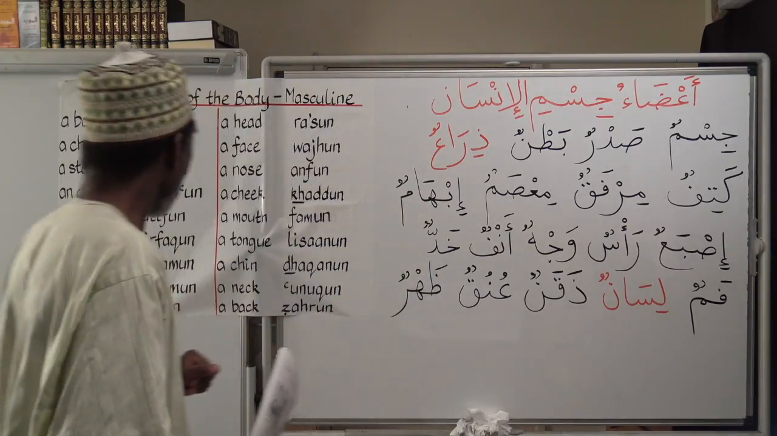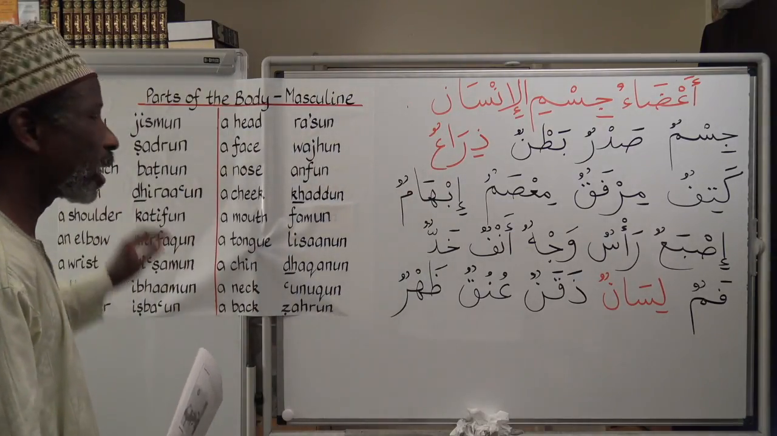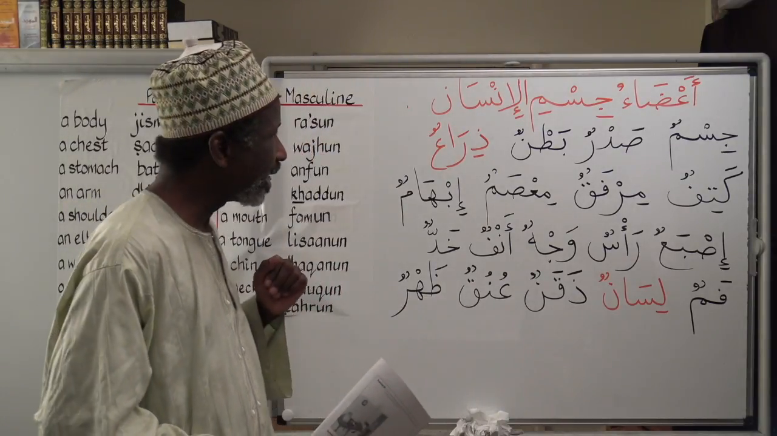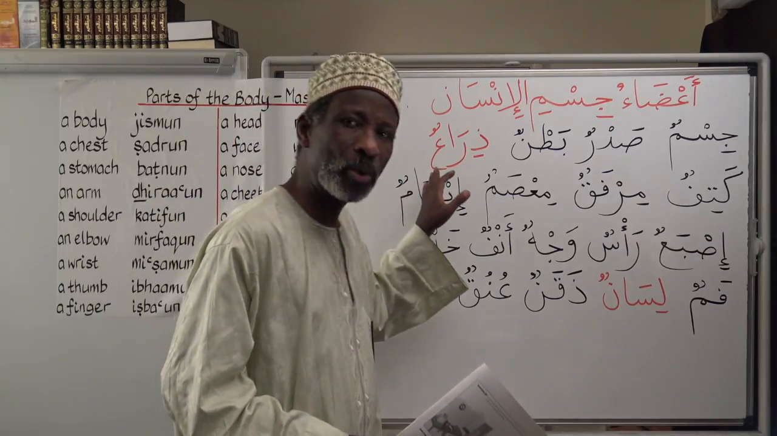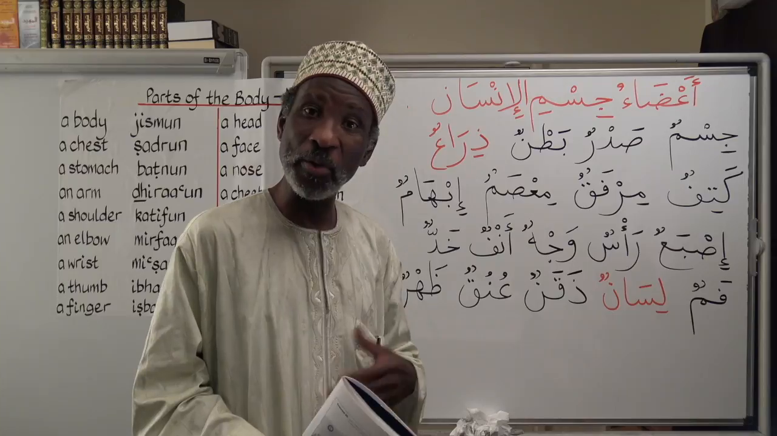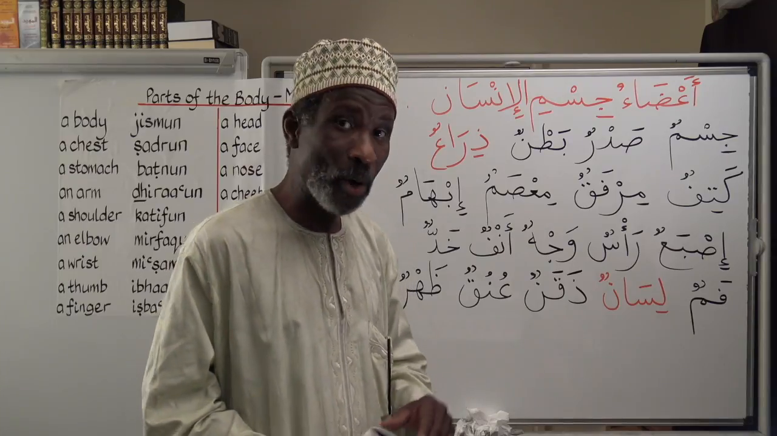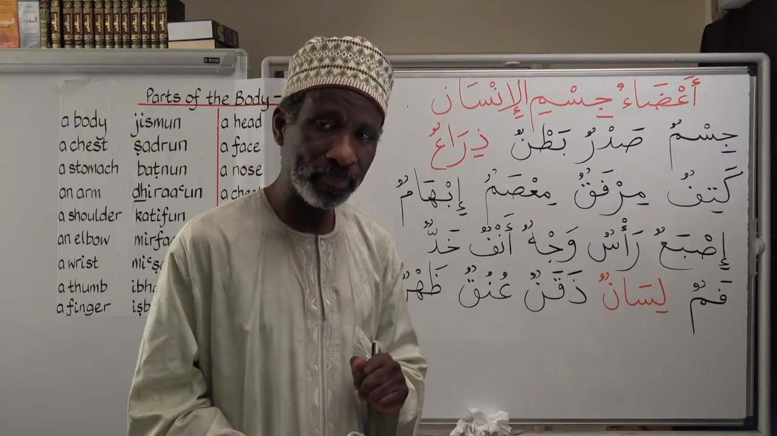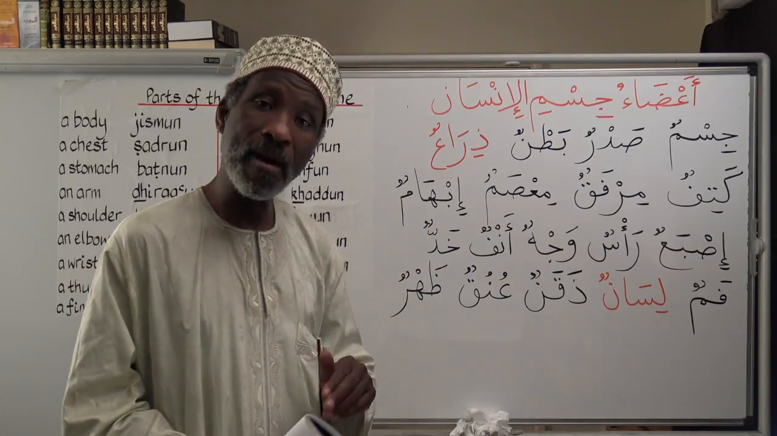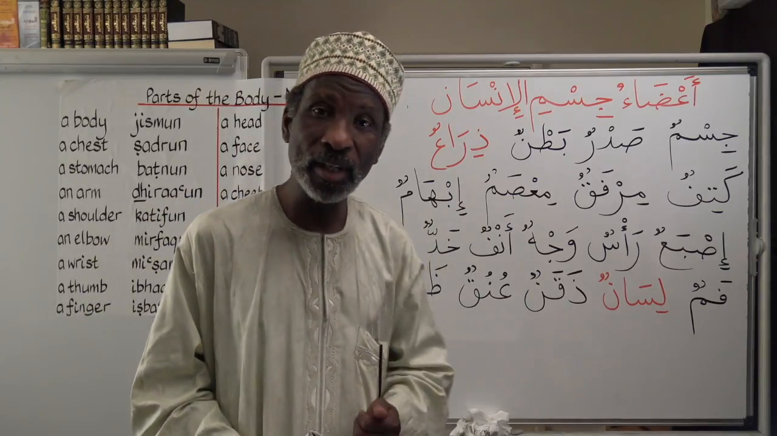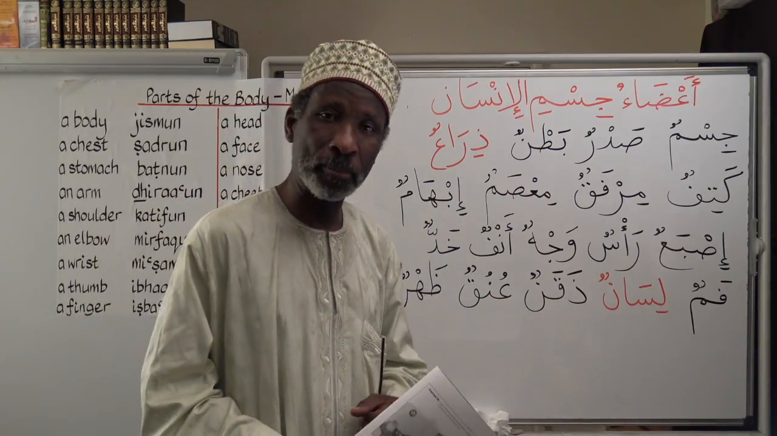Dhira'un. Dhira'un is an arm. An arm, dhira'un, is regarded as masculine as well as feminine. So you can use it as a feminine even though it's not carrying ta marbuta. So dhira'un can be feminine as well. So you can say هذا ذراع or هذه ذراع.